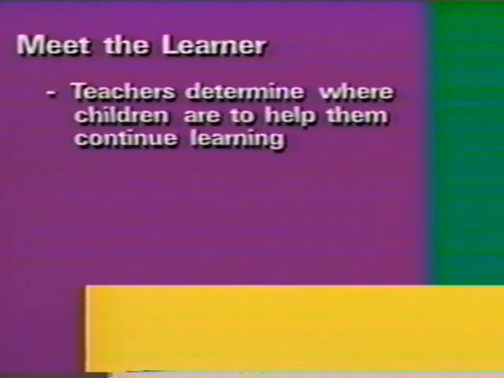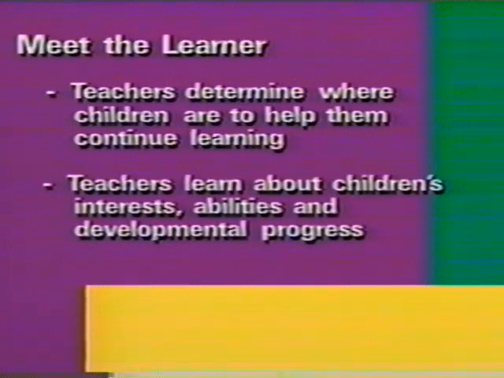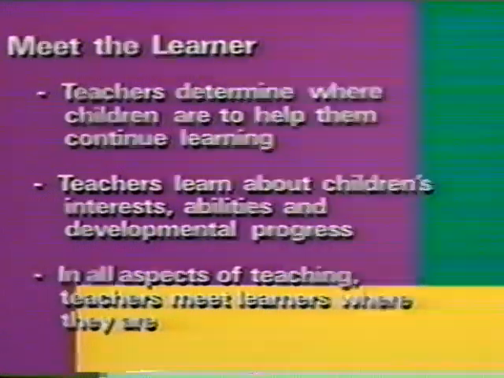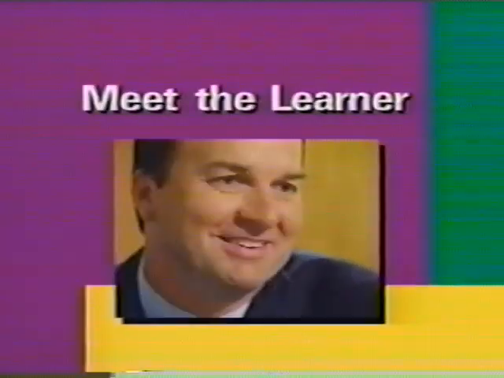Teachers determine where children are in order to help them continue learning. Teachers learn about children's interests, abilities, and developmental progress so they can meet learners where they are. It's vital to meet each learner where he or she is, whether the learner is 3 years old or 30 years old. After all, none of us likes it when someone fails to take our needs and learning level into account, whether we're at work, the auto shop, the computer store, or the bank.